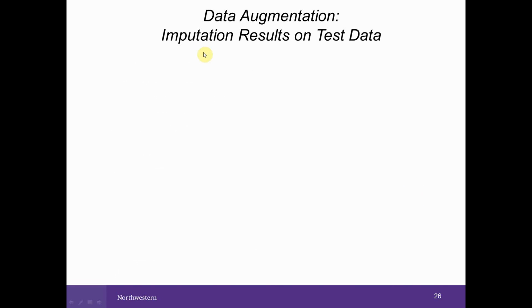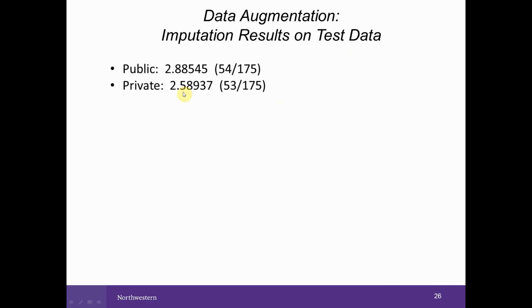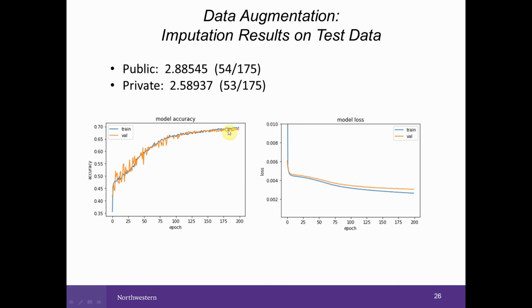After all that process, I did the imputation, ran it on the new test data, and here's what my scores were: 2.88 and 2.5 for the public and private. So I jumped like 20 something spots in the hierarchy of everyone by just doing that. Here's again the model accuracy and the model loss to get a sense of what it all looks like.